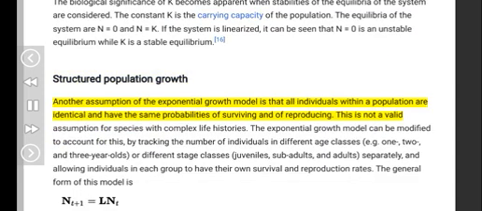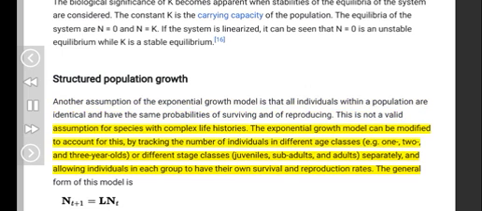Structured population growth. Another assumption of the exponential growth model is that all individuals within a population are identical and have the same probabilities of surviving and of reproducing. This is not a valid assumption for species with complex life histories. The exponential growth model can be modified to account for this, by tracking the number of individuals in different age classes, e.g. 1, 2, and 3-year-olds, or different stage classes, juveniles, subadults, and adults separately, and allowing individuals in each group to have their own survival and reproduction rates.